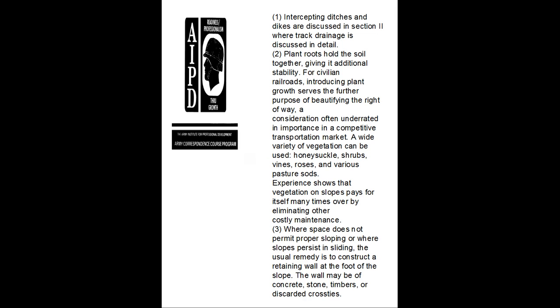Intercepting ditches and dikes are discussed in Section 2, where track drainage is discussed in detail. Planted growth holds the soil together, giving additional stability. For civilian railroads, introducing planted growth serves the further purpose of beautifying the right-of-way, a consideration often underrated in the competitive transportation market. A wide variety of vegetation can be used, such as honeysuckle, shrubs, vines, roses, and various pasture sods. Experience has shown that vegetating slopes pays for itself many times over by eliminating other costs of maintenance.